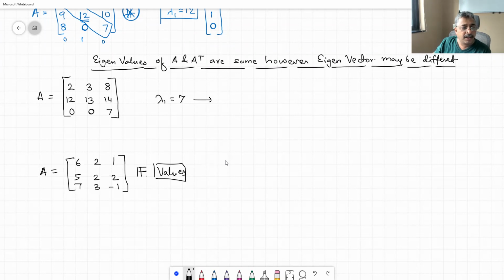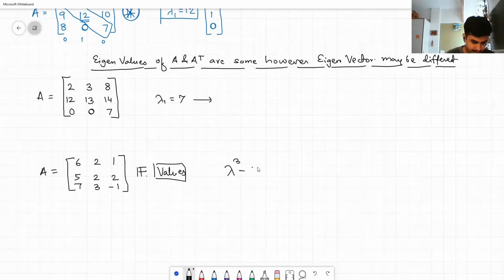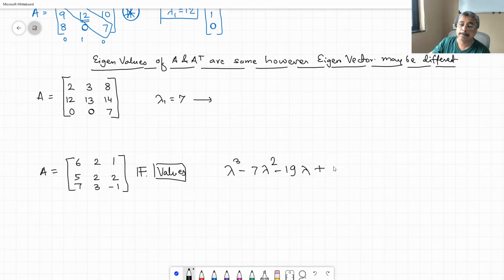6 minus lambda. Can somebody tell me the degree 3 polynomial that you got? Lambda cube minus 7 lambda square minus 19 lambda plus 9. Plus 9? The determinant is 9, right? Minus 9. The value of the determinant goes here.